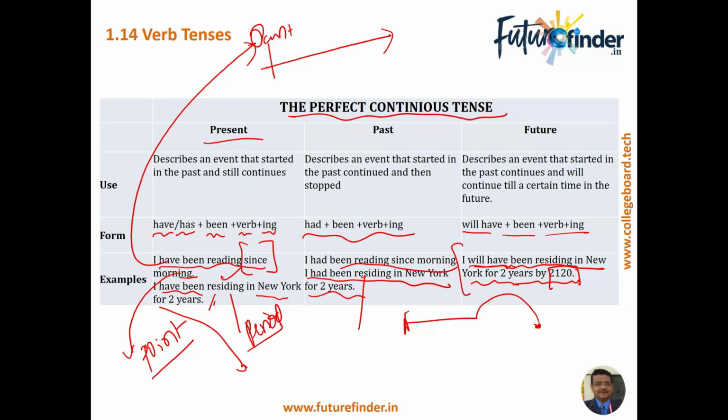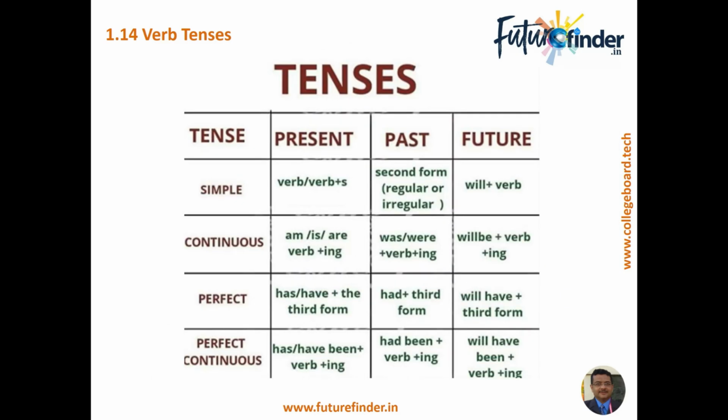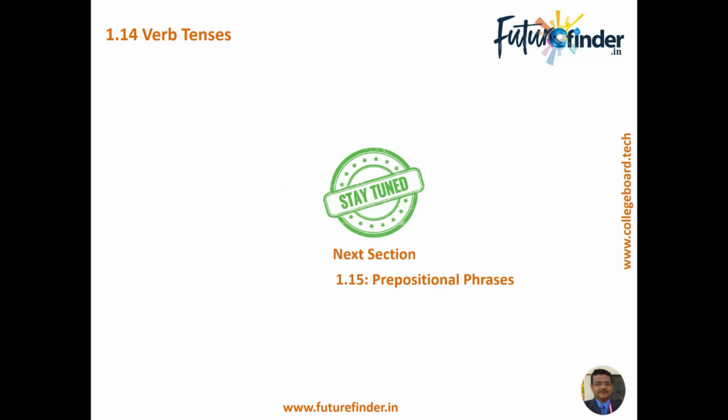So nutshell takeaway: 3 into 4, 12 combinations. We have to be absolutely sure as to what is the exact tense of a sentence. So you can pause this video for a moment and have a look at this tense chart, and that should solve our problem as far as the SAT goes. We will take up some live examples when we do our examples. Stay tuned. Next section coming up is prepositional phrases, another very important section when it comes to the SAT.